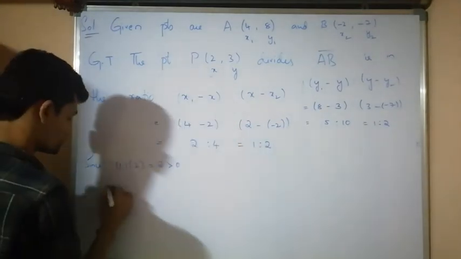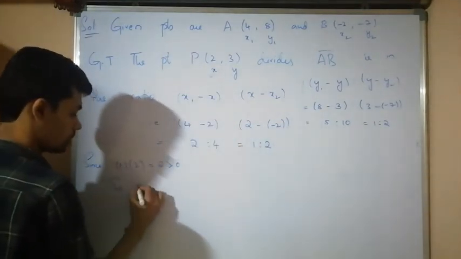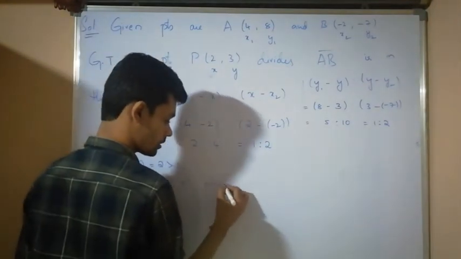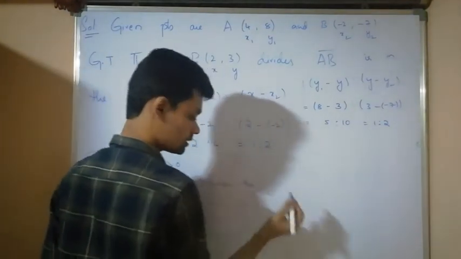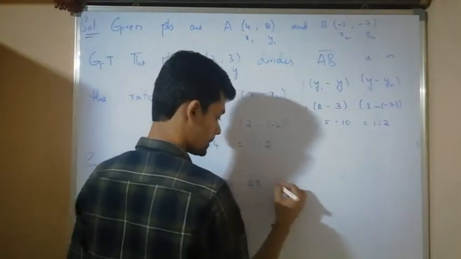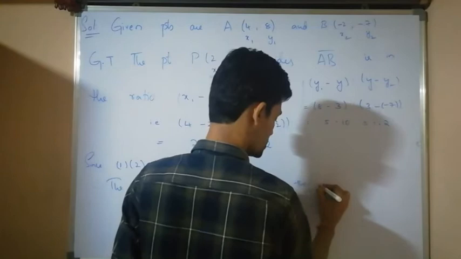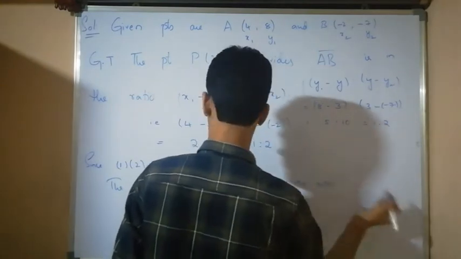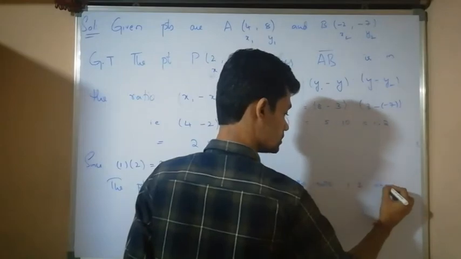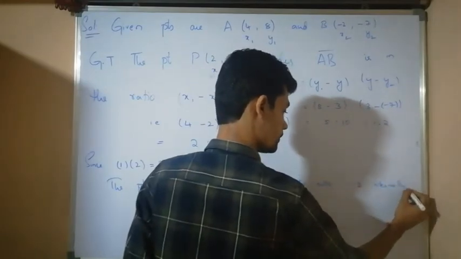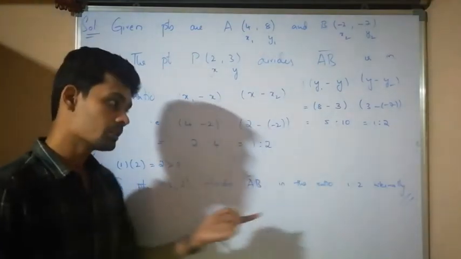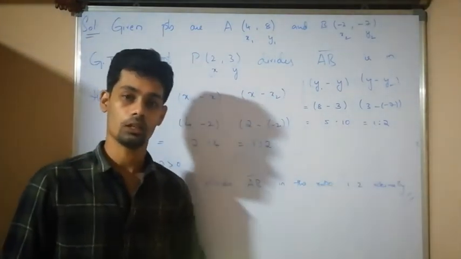Therefore, the point 2 comma 3 divides the line segment AB in the ratio 1 is to 2 internally. Maybe if I get a product negative, then I will write here externally.